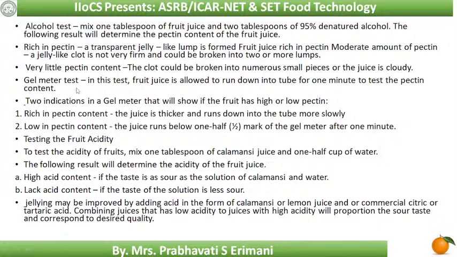Okay, this is the gel meter test also. In this test, fruit juice is allowed to run down into a tube for 1 minute. Then we test the pectin content. The 2 indications of a gel meter will show if the fruit has high or low pectin. If rich in pectin content, the juice is thicker and runs down the tube more slowly. And if low in pectin content, the juice runs below the 1/2 mark of the gel meter after 1 minute. This is the indication of how rich pectin content will be and how low pectin will be.